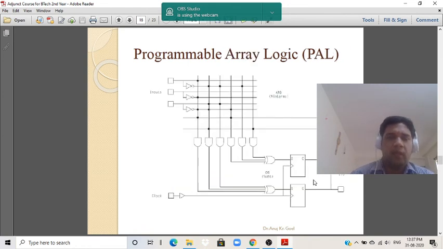Then PAL, programmable array logic. The problem with PLA is that the number of inputs and outputs can be any number. There is no limitation on the number of inputs and outputs, so it takes a lot of chip area and consumes a lot of power. In order to improve this, in PAL we use a fixed OR plane. The OR plane is fixed, but the AND plane is not fixed.